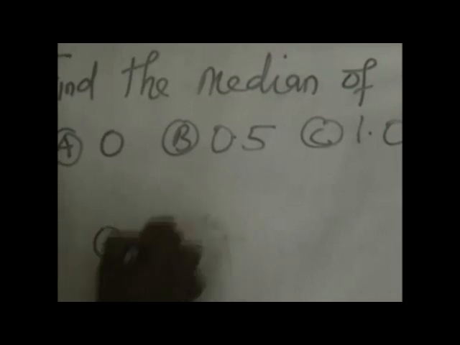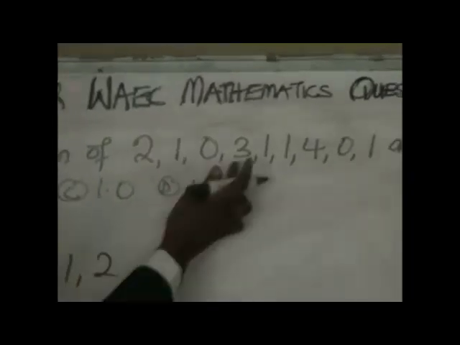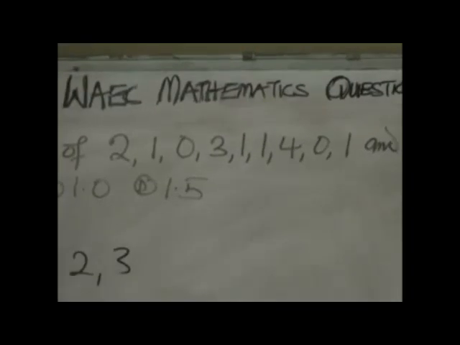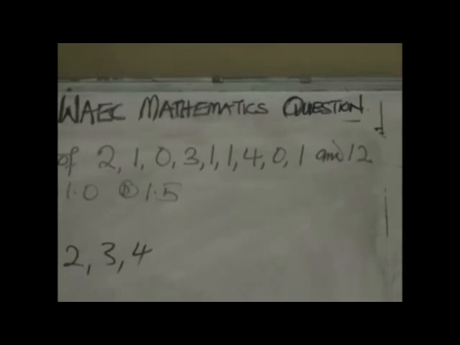We have 0 and 0. We have 1. 1 is in 4 places. After 0 is 1, 1, 1, 1, and 1. After 1 we have 2. 2 is just appearing once. Include it in the distribution. You come to 3. 3 is appearing once. You include it in the distribution. You come here. 4 is appearing once. You include it in the distribution.